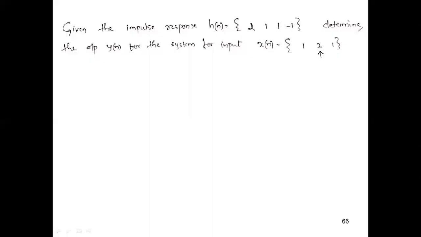Okay. So what is the impulse input here, by the way? x of n equal to 1, 2, 1 and 2, 1. Now see here, what is this particular thing, 1? Will somebody tell me what is this particular thing, 1?